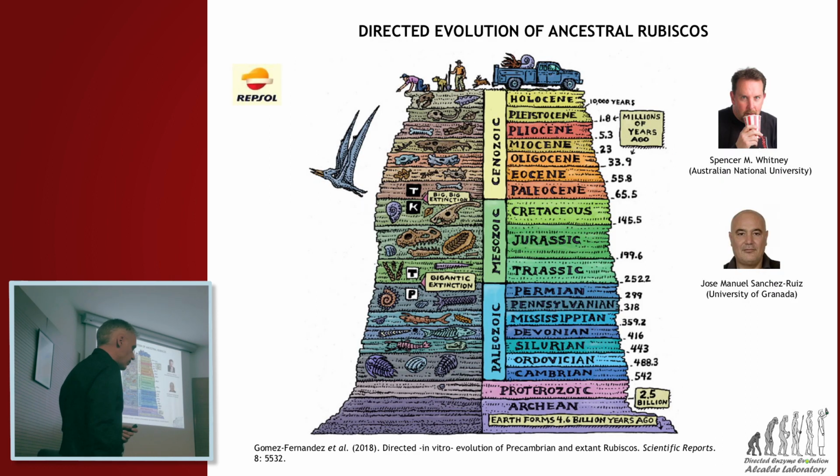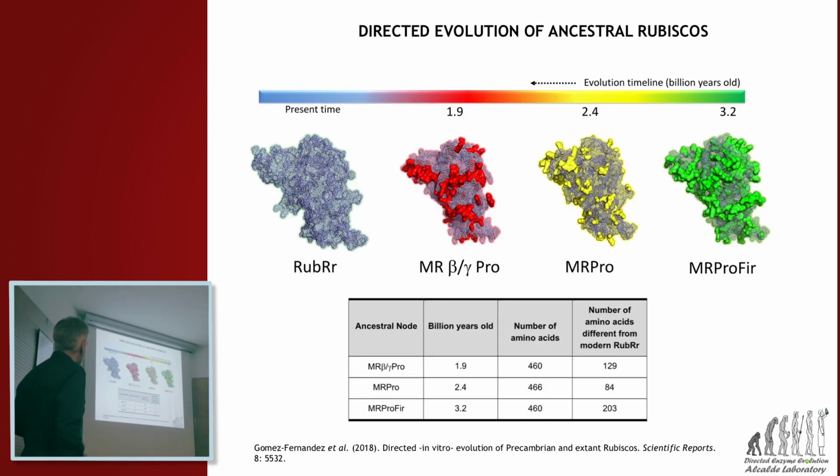And we've done this with Rubisco. Rubisco is one of the most ancient enzymes found on our planet, and is involved in the fixation of CO2 in the biosphere. We collaborated with Spencer Whitney, who is one of the pioneers in Rubisco engineering, and also with Jose Manuel Sanchez Ruiz, who is pioneering the concept of enzyme resurrection. And we resurrected some ancestral Rubiscos. We traveled back in time, and we resurrected several ancestral nodes as old as 3.2 billion years old, which basically means in the Precambrian era.